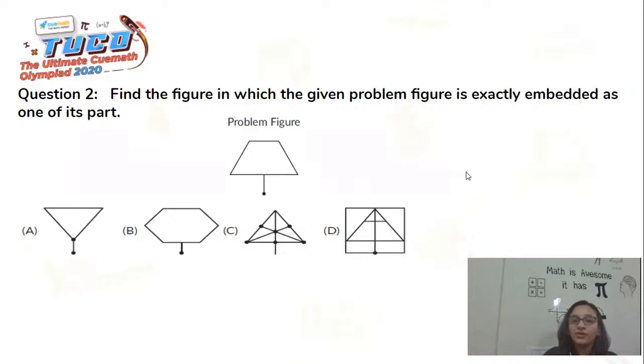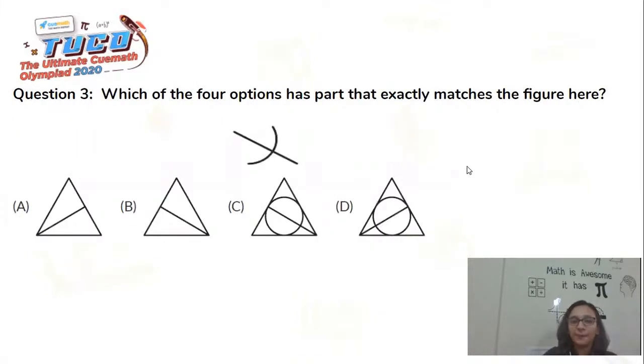Okay, so moving on to the next question. It's the same thing. You've been given the problem figure. What you need to do is check all of the four options, and then tell in which of the options this problem figure is present. So what we have is an arc, a curved line like this, and then a slant straight line passing through it. So this is the problem figure which we have.